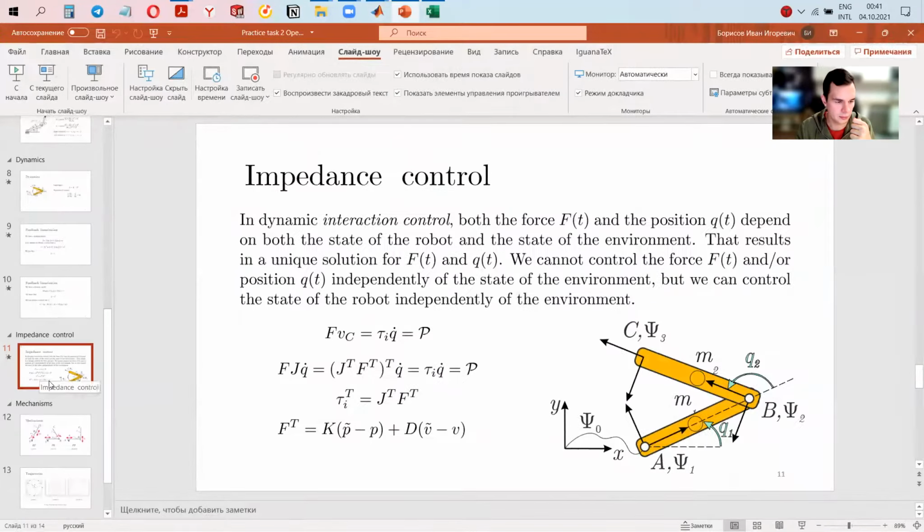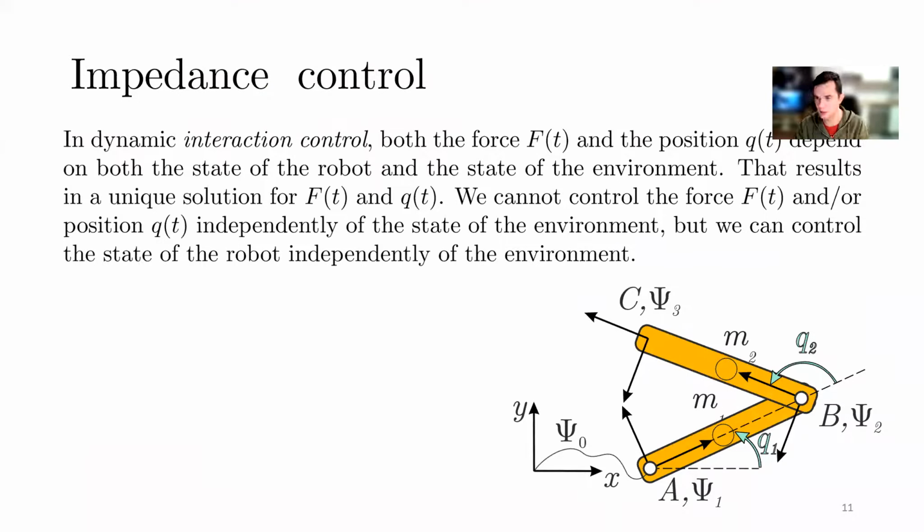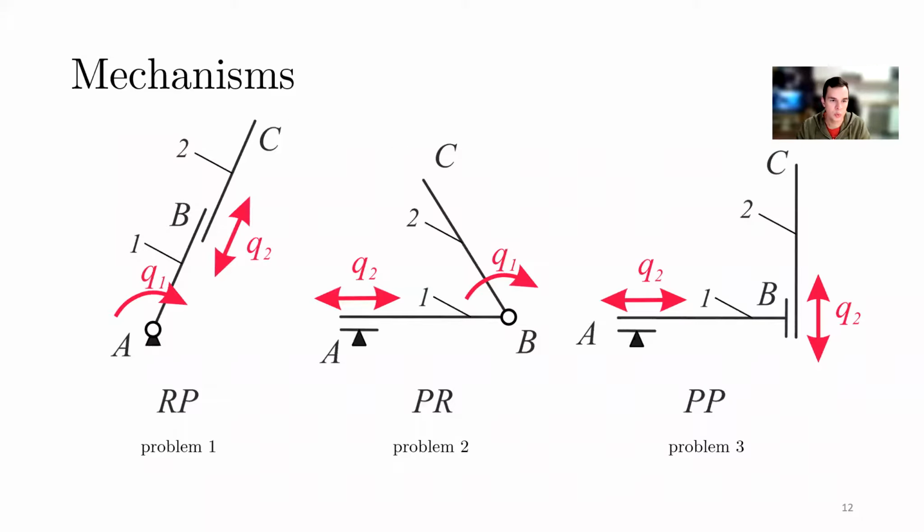That's it with the elaborated examples that you will be provided. Next, I would like to discuss the mechanisms. Here you can see 3 problems. Basically, those are all 2-link robots with a planar open kinematic chain, but they differ in terms of types of joints. Here we can see a revolute joint and then a prismatic one. Here you can see a prismatic and then a revolute, and two prismatic joints.